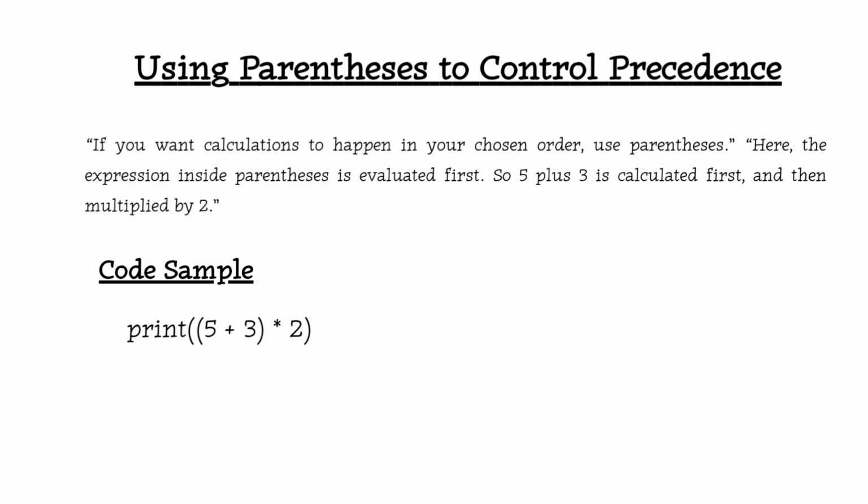Here I have used the parenthesis bracket because in Python, if we want to evaluate any expression as per our convenience, then we can use the parenthesis bracket, and it has the highest priority to get evaluated first. So in the expression, the 5 plus 3 written in the parenthesis will get evaluated first, and then it will get multiplied by 2, and that's how this expression will get evaluated as per our convenience by using the precedence operators.